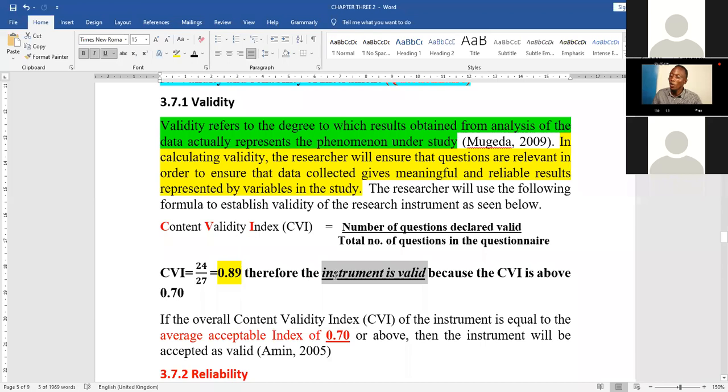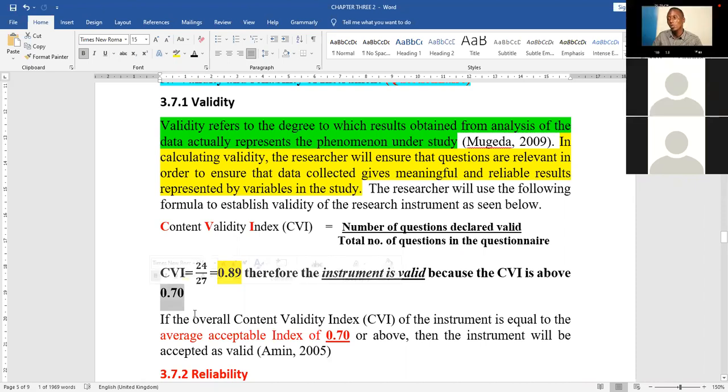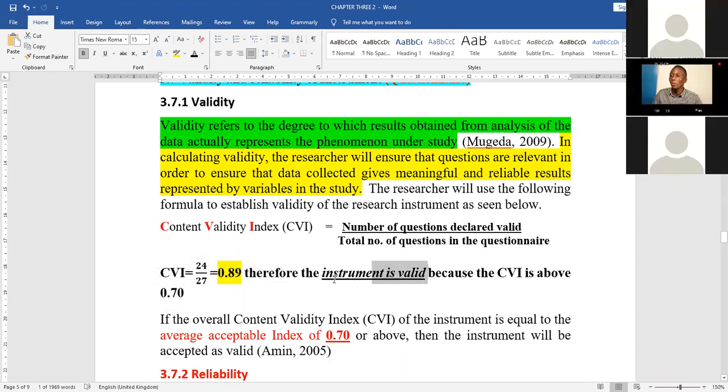So how do you know that the instrument is valid or not valid? When you get the answer here, you're going to compare it with 0.70. Where does 0.70 come from? It is fixed. 0.70 is always fixed. When the instrument is above 0.7, then you say that the instrument is valid. When the instrument is below 0.70, then it means the instrument is not valid.